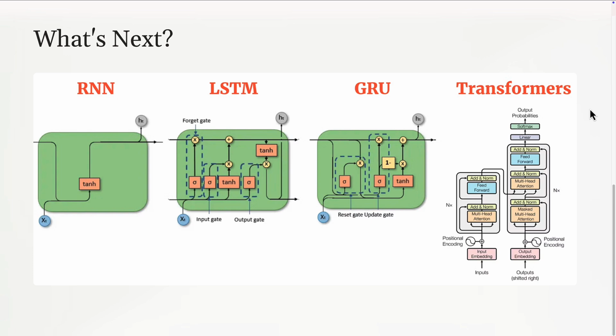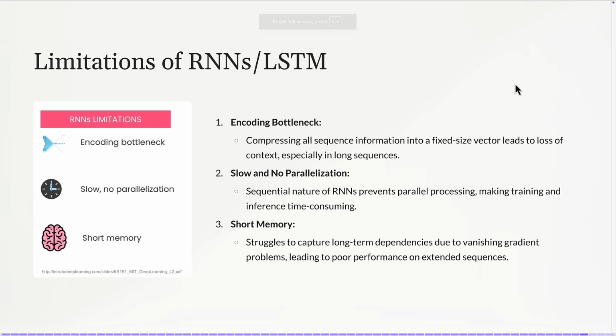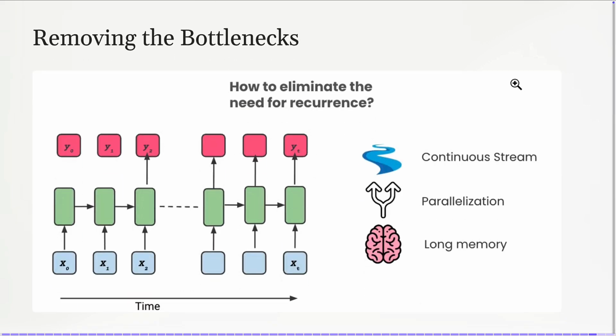And I have a slide. So these are the issues that we've talked about. We summarize. Okay, the encoding bottleneck: compressing all sequence information into a fixed size vector. This is the padding issue. Slow and no parallelization, we talked about it. And the short memory. These are the three bottlenecks.